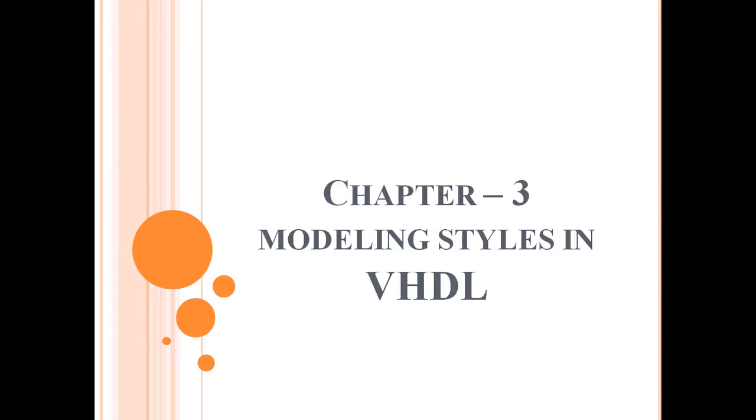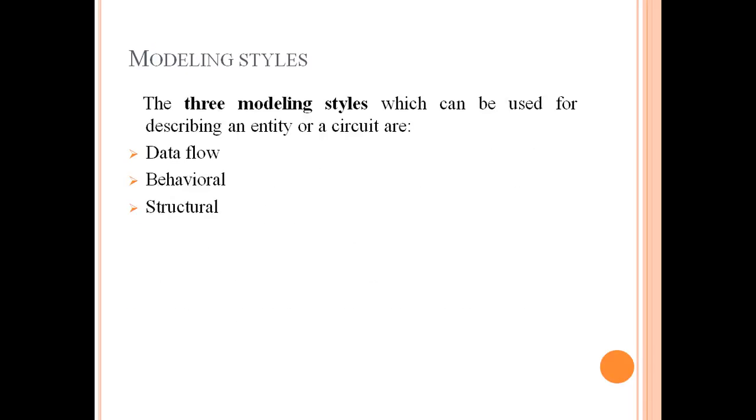VHDL allows us to represent circuit designs at different levels of abstraction. Depending on these levels of abstraction, the architecture of an entity to be designed can be described using any of the primitive styles of modeling, but the entity will remain the same. The three modeling styles which can be used for describing the architectures are the data flow style of modeling, the behavioral style of modeling, and the structural style of modeling.